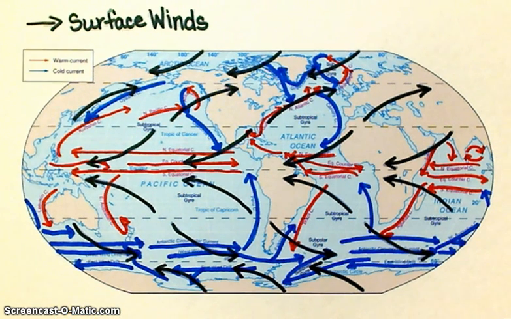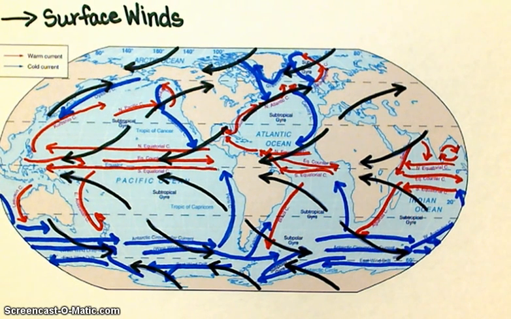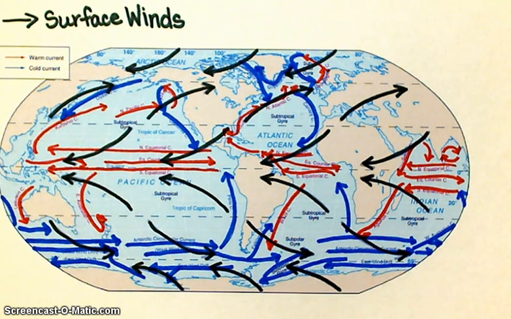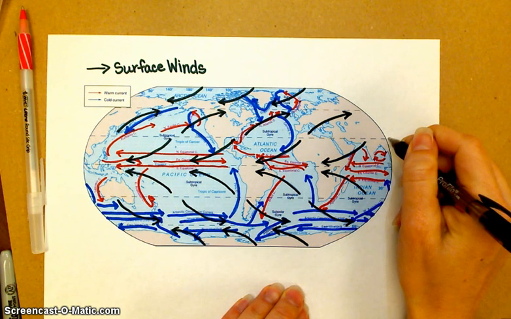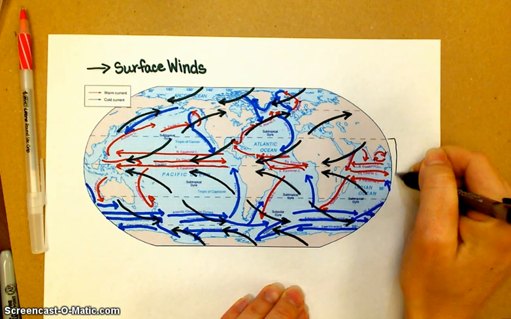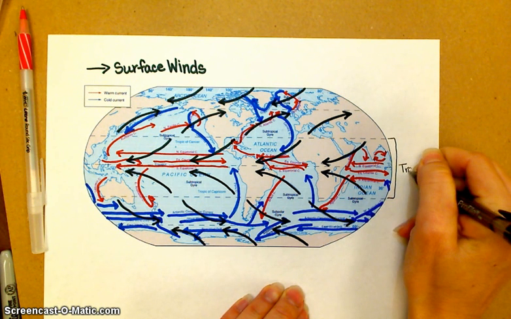I'm going to move this over. I want to talk about what those surface winds are called. We touched on them the other day when we were doing investigation 6A, but I want to remind you what they are. First of all, the winds that operate between the equator and about 30 degrees north and 30 degrees south are called the trade winds.